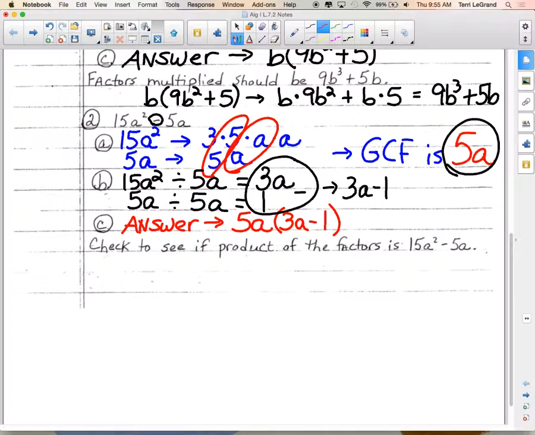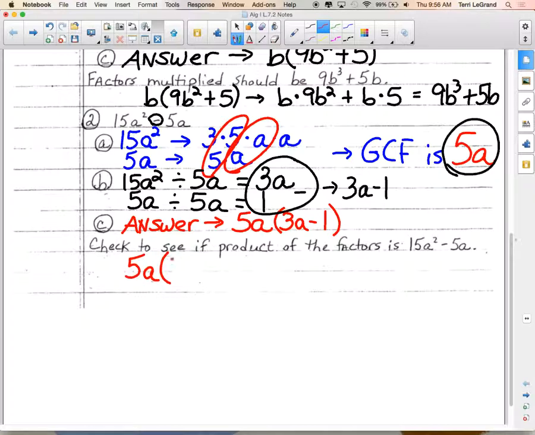Again, you always want to look at the resulting factor, that 3a minus 1, and say, could I divide anything else out of that 3a that could also be divided out of 1, other than 1? Well, the only factors for 1 are what? 1, so we already know we can't divide anything else out, right? Okay, let's check it out.